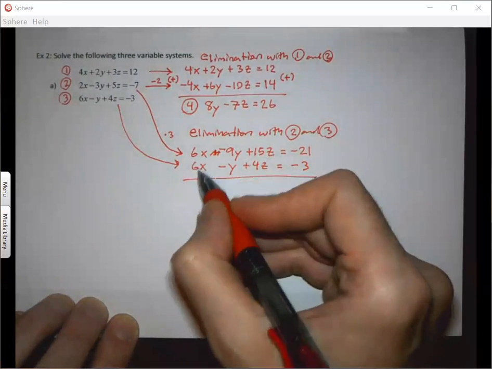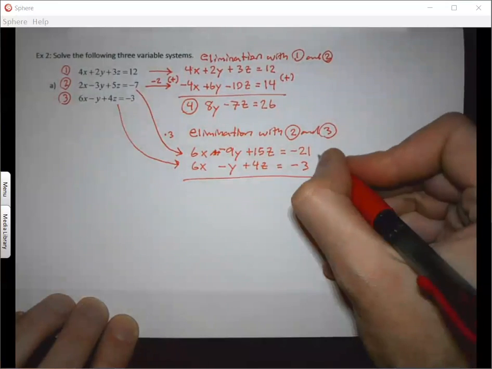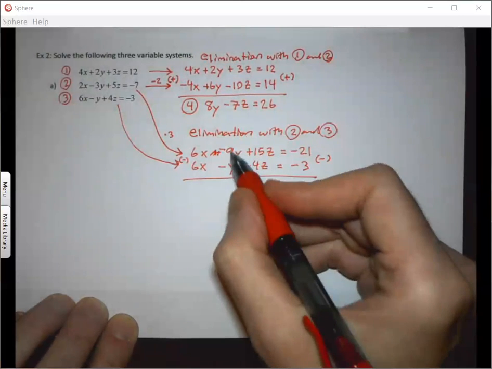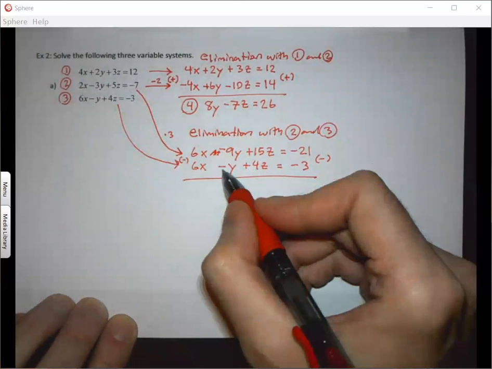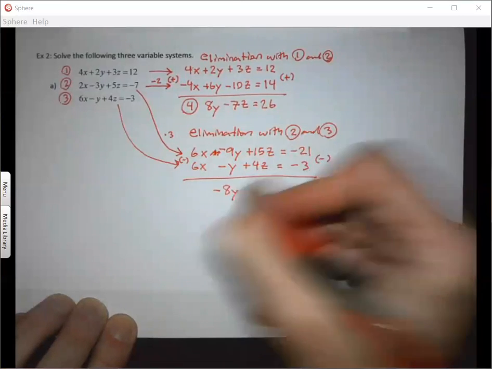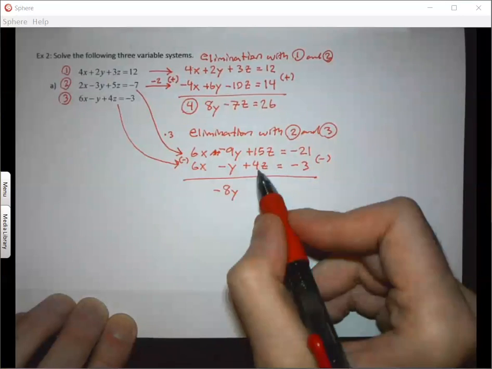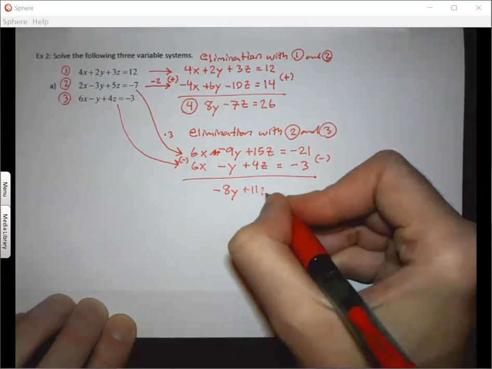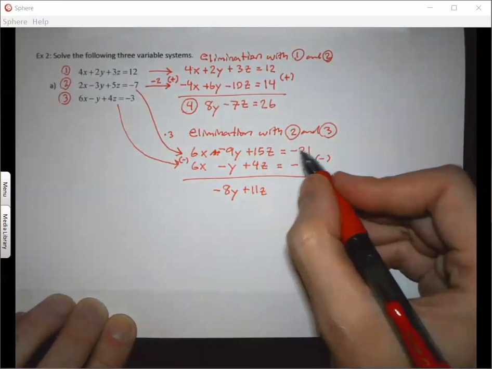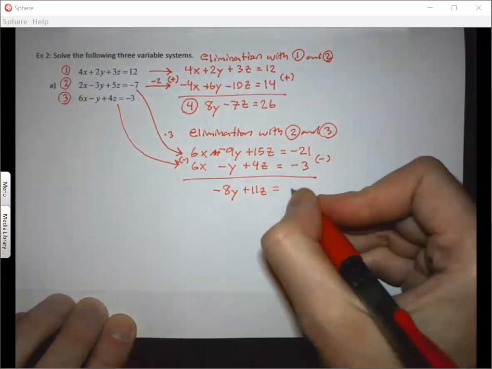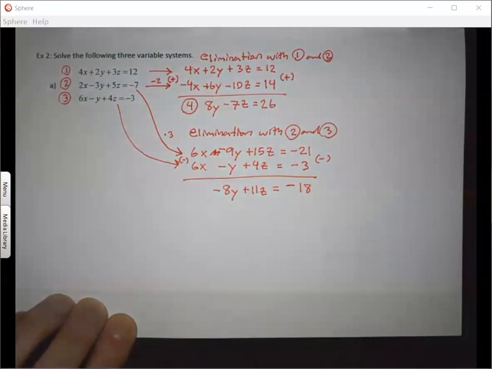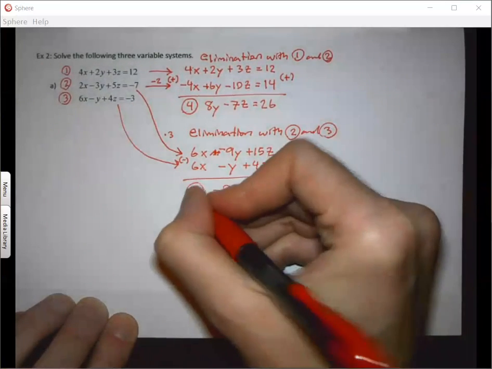Now I want to eliminate the x's. To get that to make 0, I'm going to have to subtract. 6 minus 6 is 0. -9 minus a -1, same as -9 plus 1, is -8. 15 minus 4 is 11. -21 minus a -3, same as -21 plus 3, is -18. We'll call this equation 5.